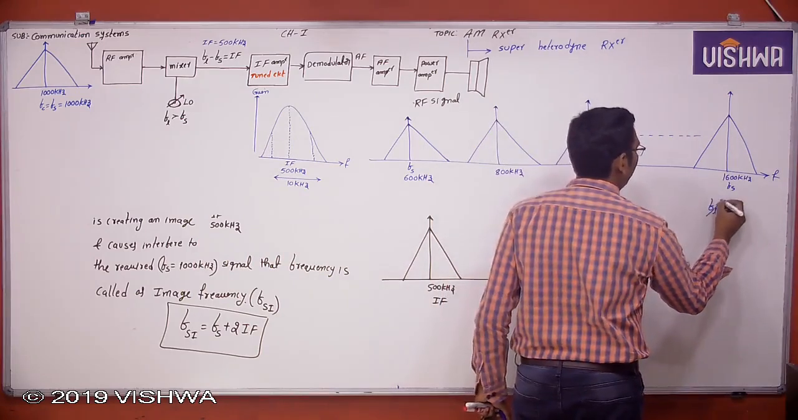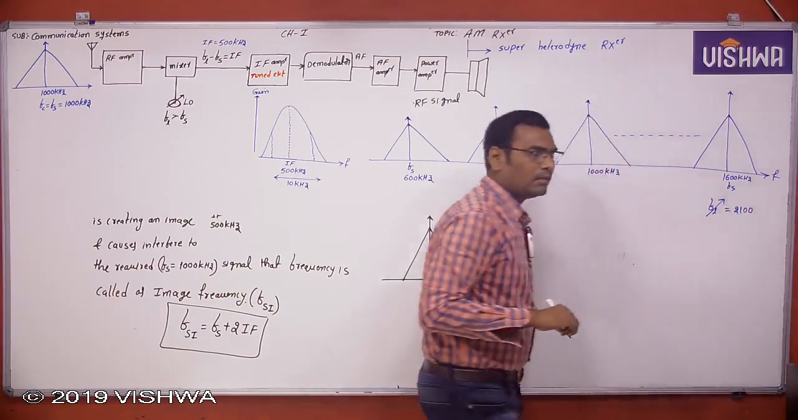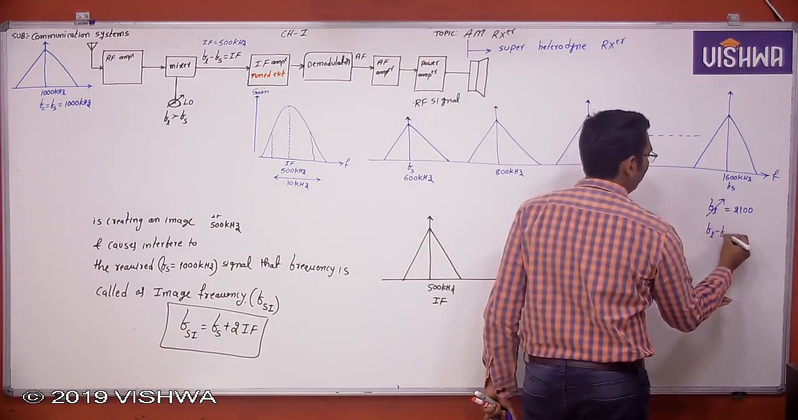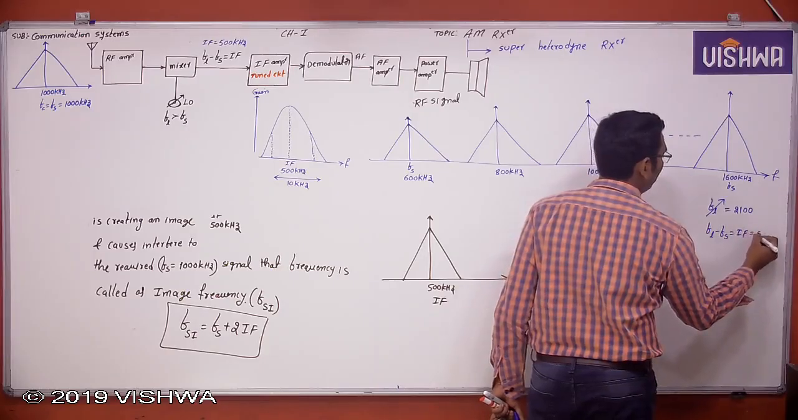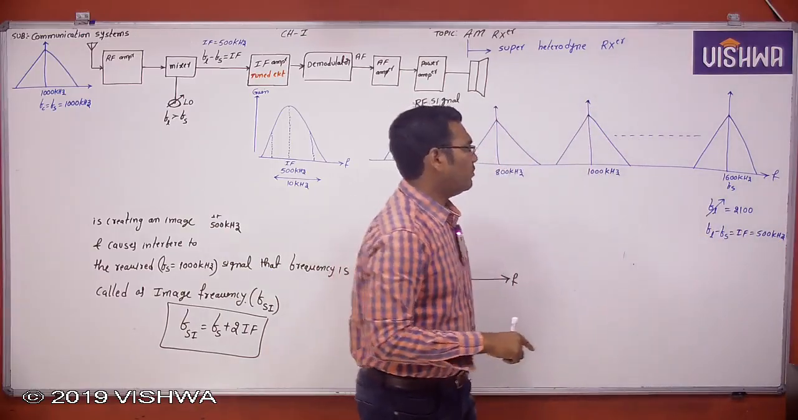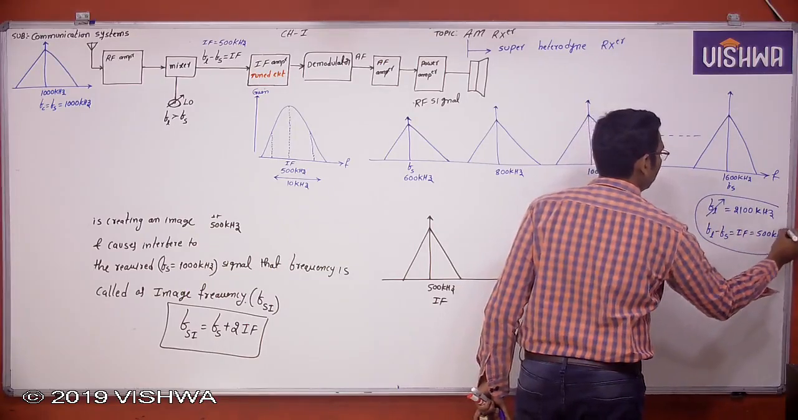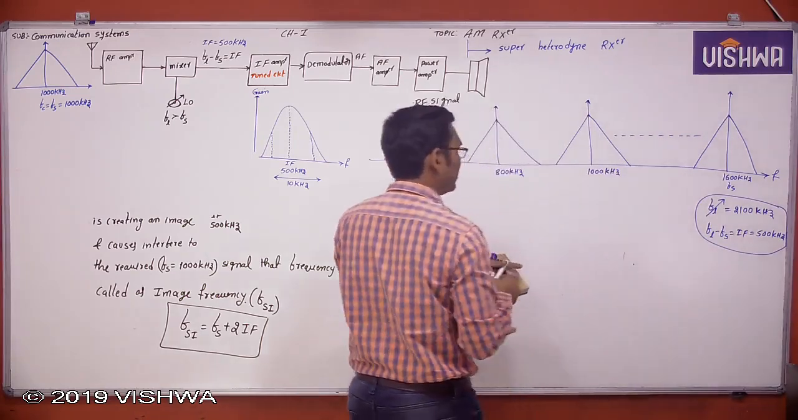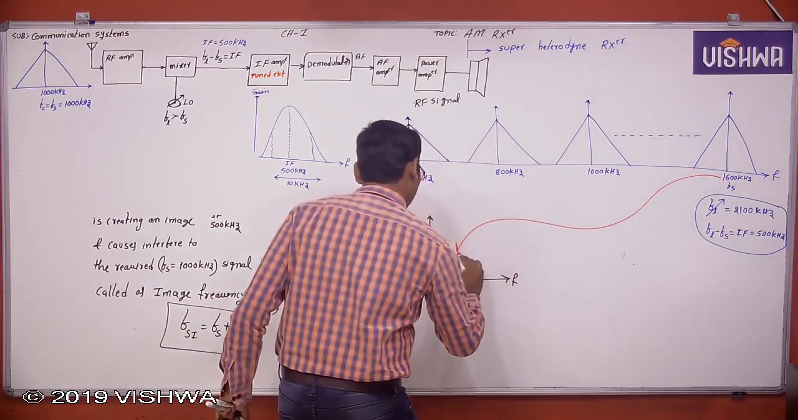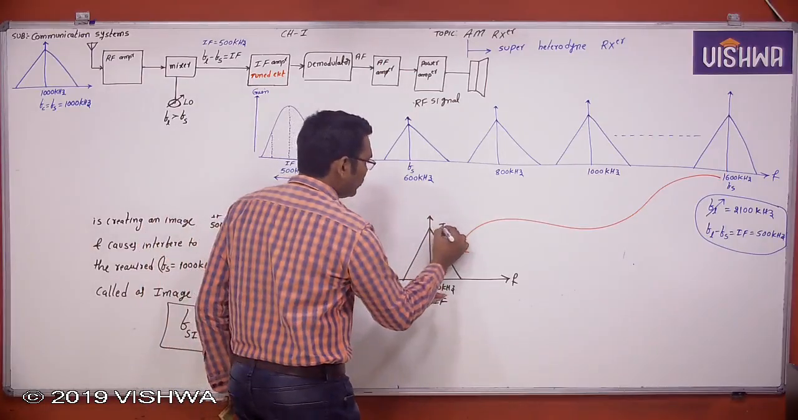Here also FL should be adjusted. FL should be adjusted to 2100. Why? Because FL minus Fs is equal to IF, which is equal to 500 kilohertz. 2100 minus 1600 kilohertz is equal to 500 kilohertz. Then what happened? Now this signal, listen carefully. This 1600 kilohertz signal is down converted to IF.